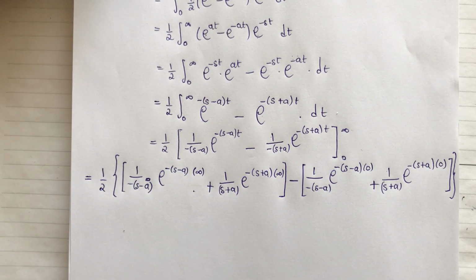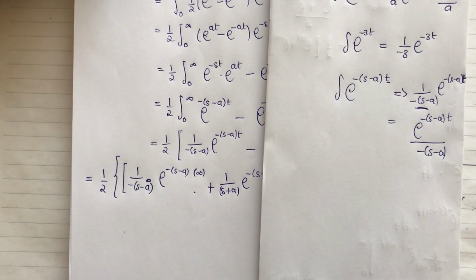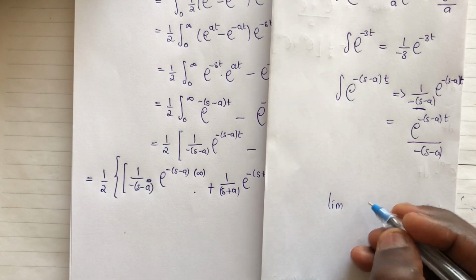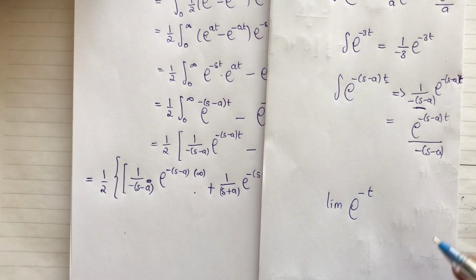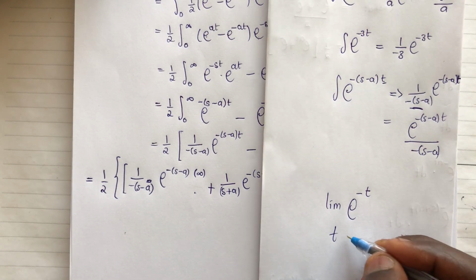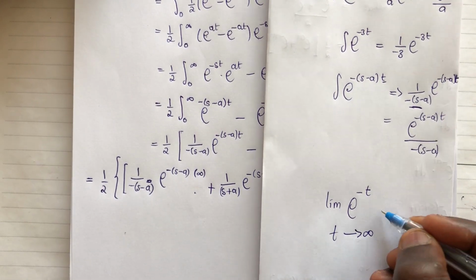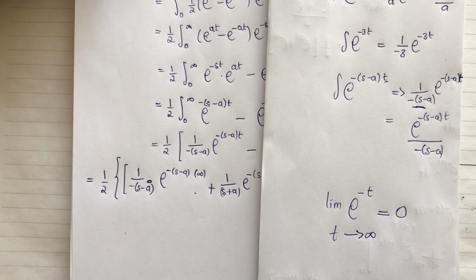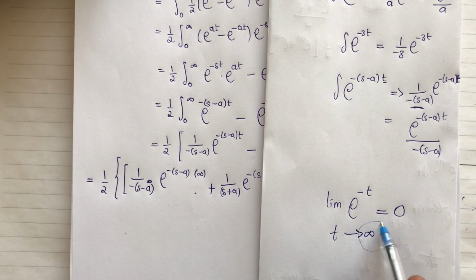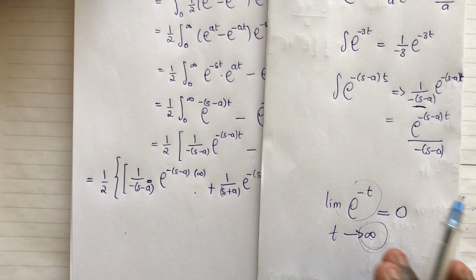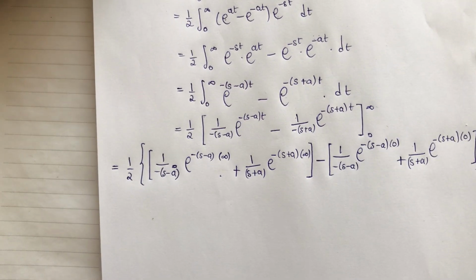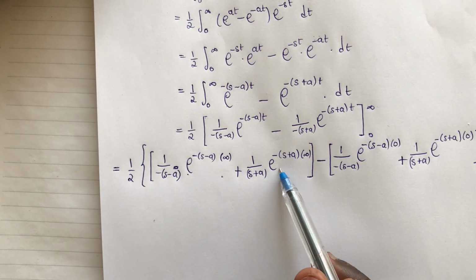Alright, so now from integration, we know that when we take the limit of e to the power, let's say, minus t or x, as t approaches infinity, this result is equal to 0. So once you substitute a very large number to represent infinity here, this result should give you 0. Okay, so you can test that on your calculator. So now from here, we have 0 here, 0 here.